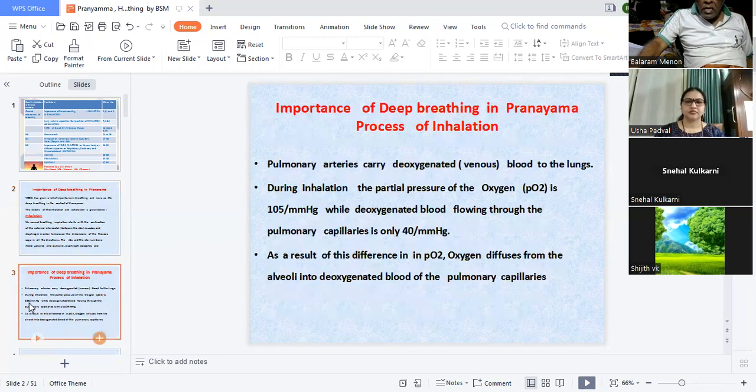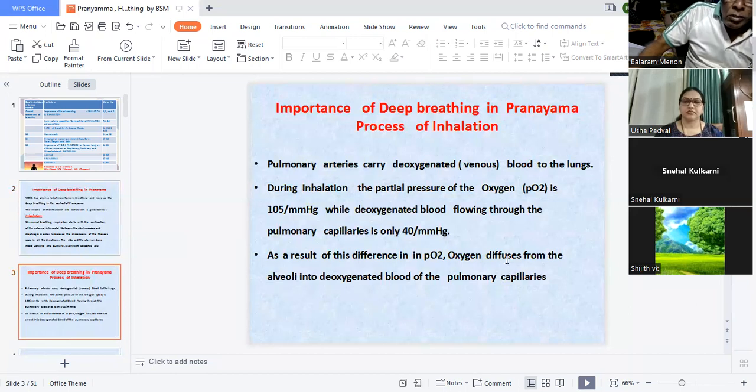The diaphragm descends and the pulmonary arteries carry deoxygenated blood to the lungs. During inhalation, the partial pressure of oxygen, PO2, is 105 mm of mercury, while the deoxygenated blood flowing to the pulmonary capillary is only 40 mm of mercury. As a result of this difference, 105 minus 40, a pressure difference of 65 mm, oxygen diffuses from the alveolus into the deoxygenated blood of the pulmonary capillaries. The oxygen wants to go into the blood capillaries.